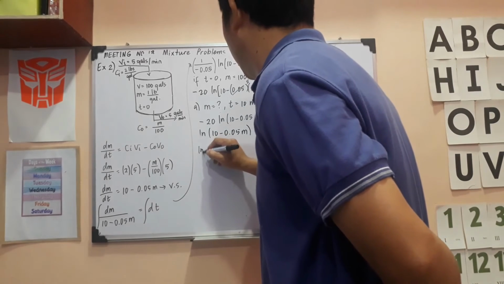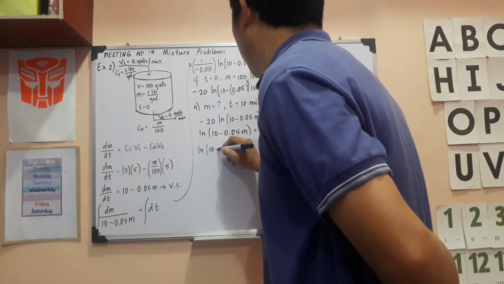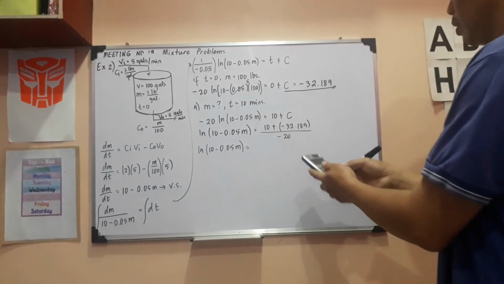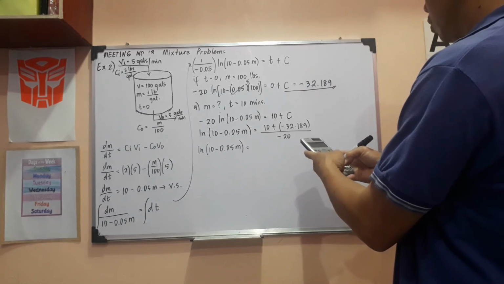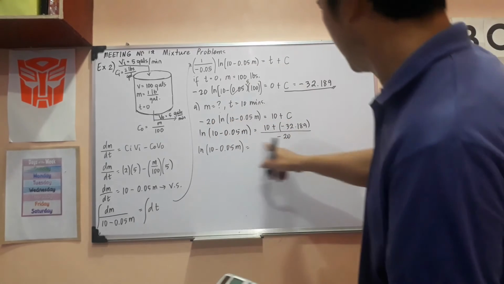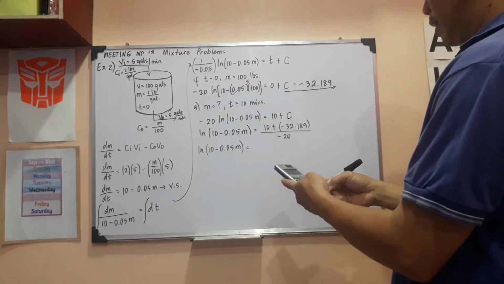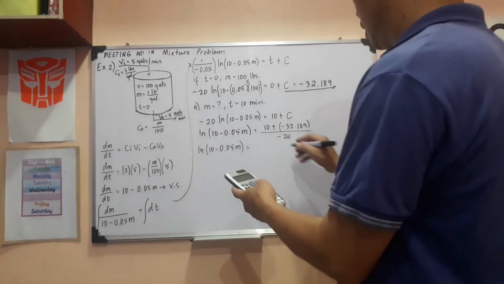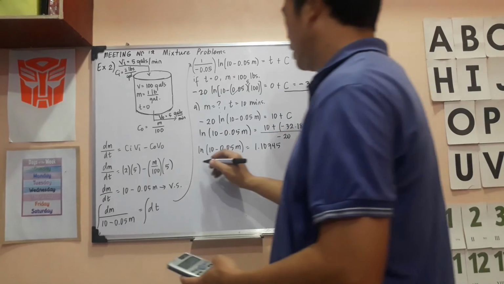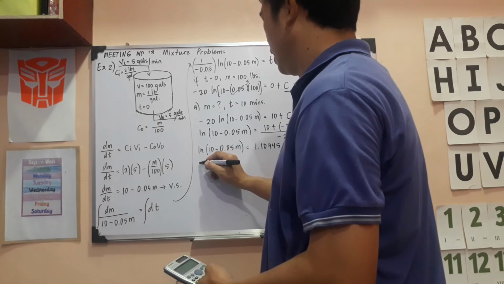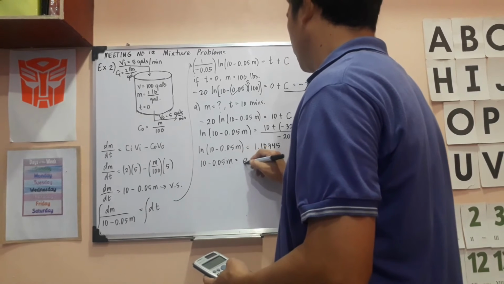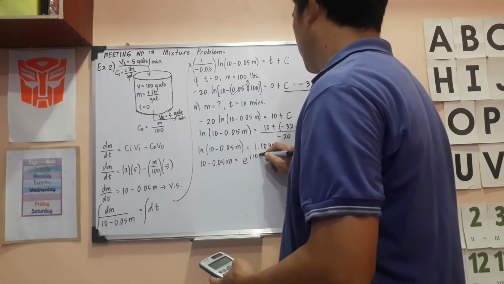So, ln of 10 minus 0.05 of M equals, okay, pwede natin i-perform ito, no? So, we have 10 minus 32.189 equals, ito bakit minus? Dinala sa ilalim, di ba? Kaya divide by negative 20. So, that is 1.10945. And then, E natin, so matitira dyan is 10 minus 0.05 of M is equal to E to the 1.10945.